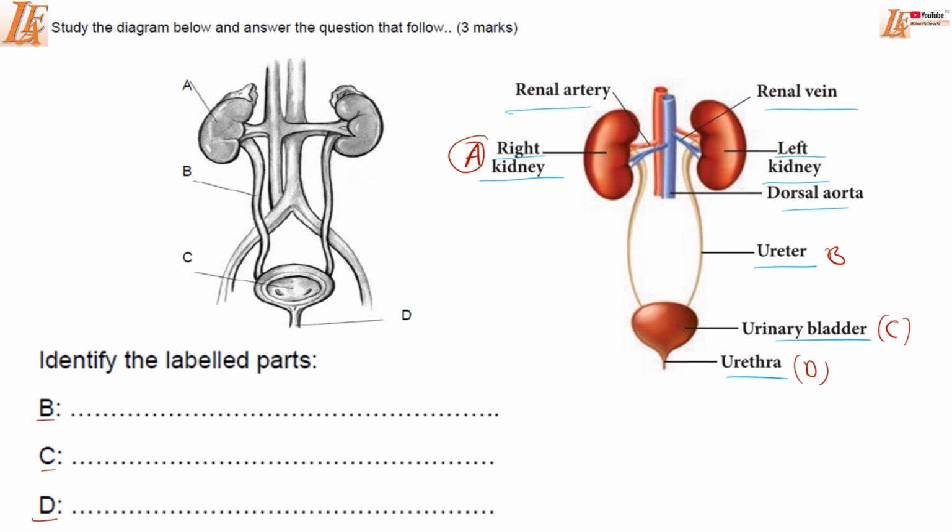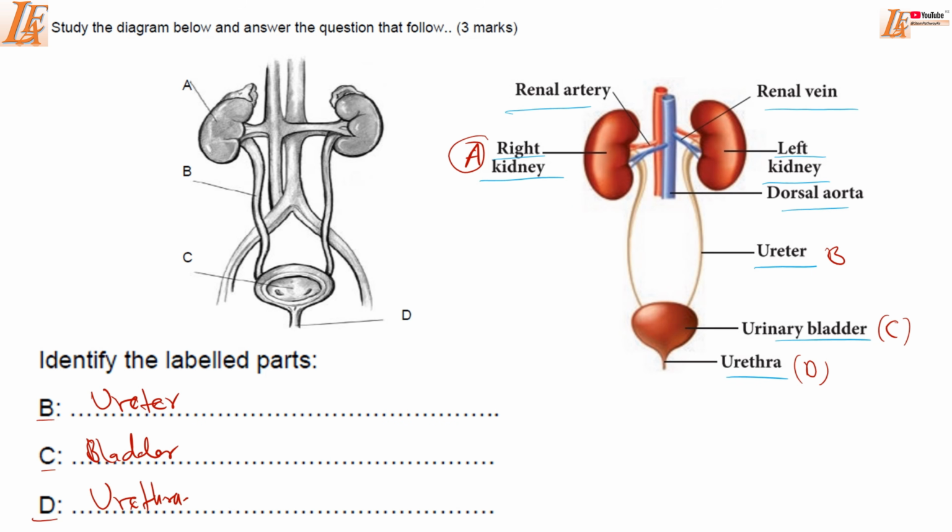So in this case, if we are told now to name B, B is a ureter. And then C is a urinary bladder. So this is a bladder. And then D is a urethra. So in this case, you label this as urethra.